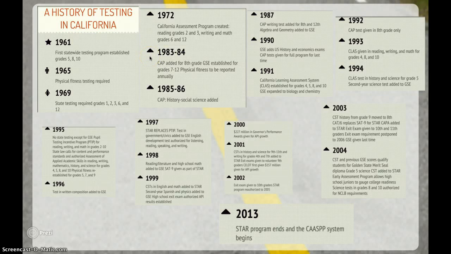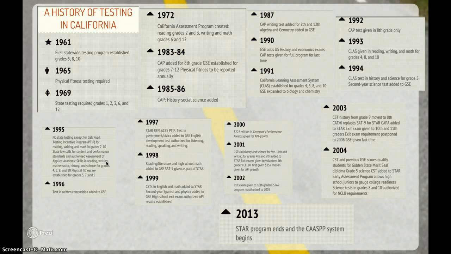1983 to 84, the Golden State Exam, GSE, was established to recognize students in 7th through 12th grades who passed end-of-course tests. In 1991, the California Learning Assessment System, CLAS, was established for grades 4th, 5th, 8th, and 10th. In 1995, there was no testing except for GSE.